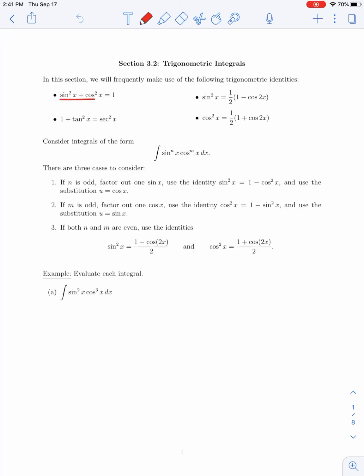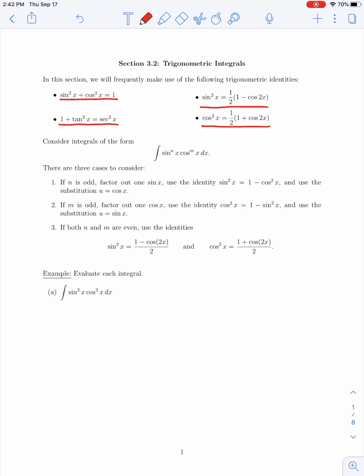The first is that the sum of sine squared x and cosine squared of x is 1 for any value of x. Similarly, 1 plus tangent squared of x is equal to secant squared of x. And then we have these identities involving sine and cosine squared of x. First off, sine squared of x is equivalent to 1/2 of 1 minus cosine of 2x. And cosine squared of x is equivalent to 1/2 of 1 plus cosine of 2x.